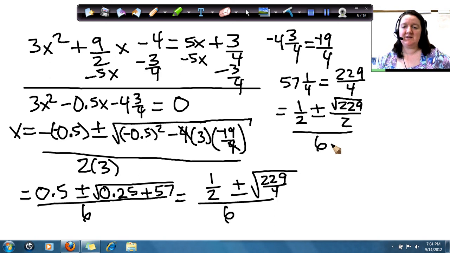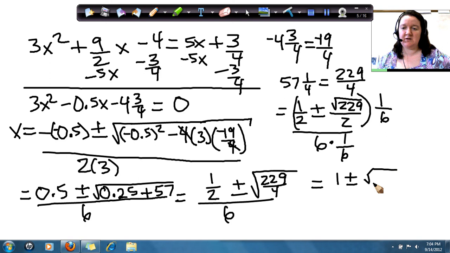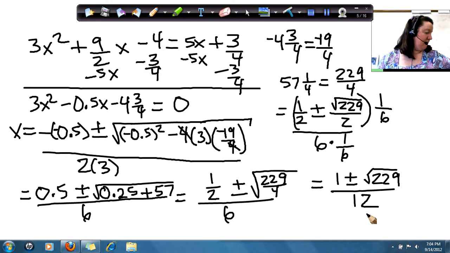Well, we don't want to have two sets of denominators, so we're going to multiply by reciprocals. So multiply that whole top by 1 over 6. So that's going to give us 1 plus or minus the square root of 229 all over 12, which is the answer they have in the book.